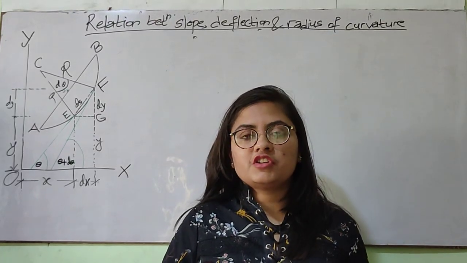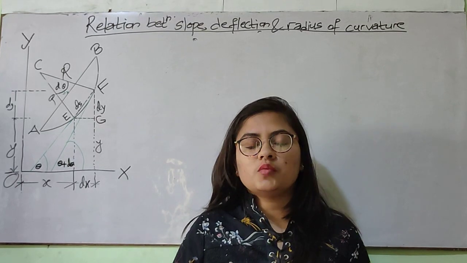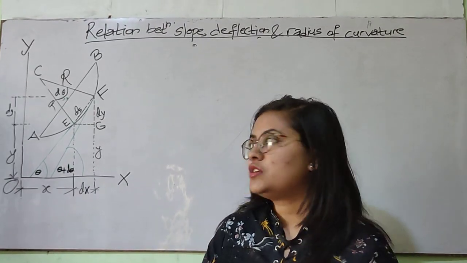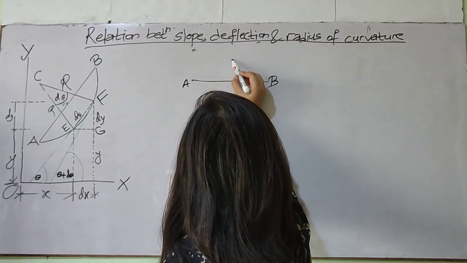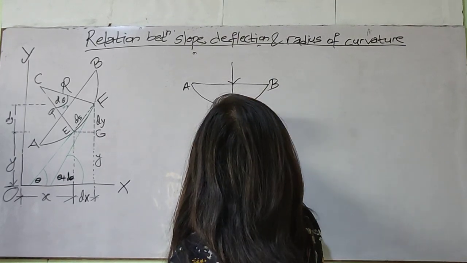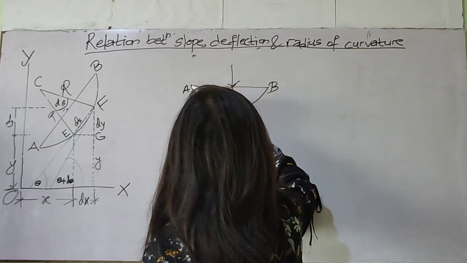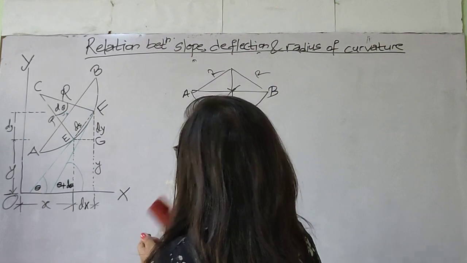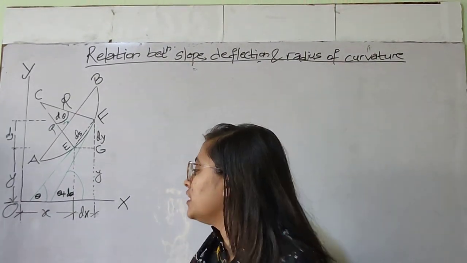Before finding the deflection of the beam, first of all, we need to understand the relation between slope, deflection and radius of curvature. For this, we consider a beam AB. So this is a beam AB. If it is loaded, it will deflect like this. This deflected shape will be in the form of an arc which will subtend a radius of curvature R. So I am going to represent this beam AB on x and y axes as shown in this figure.